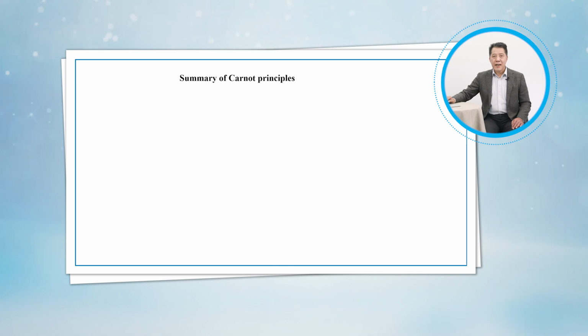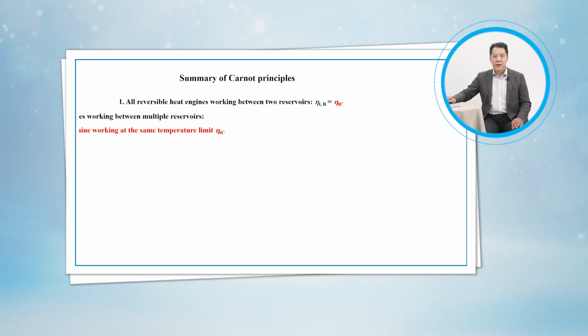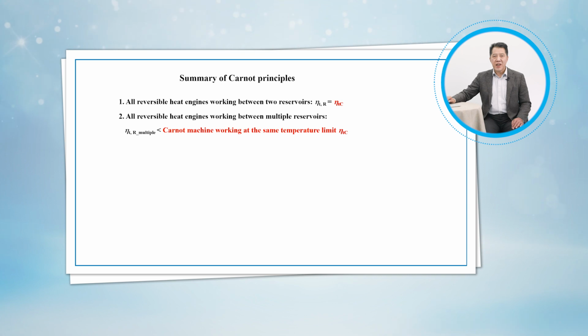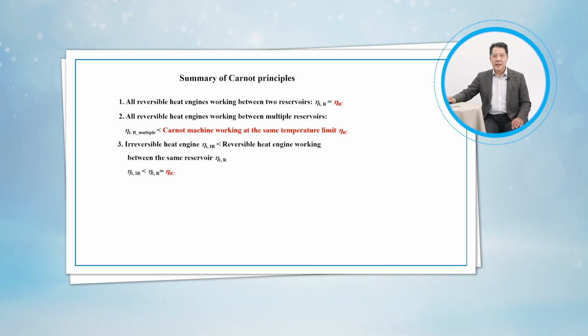The topic of this subtask is about the summary of Carnot principles. 1. For any reversible heat engine working between two reservoirs, the efficiency is the Carnot efficiency operating between the temperature limits. 2. For any irreversible heat engine working between multiple reservoirs, the efficiency is less than that of the Carnot efficiency operating between the temperature limits. 3. For any reversible heat engine working between multiple reservoirs, the efficiency is the same as that of the reversible heat engine operating between the temperature limits.